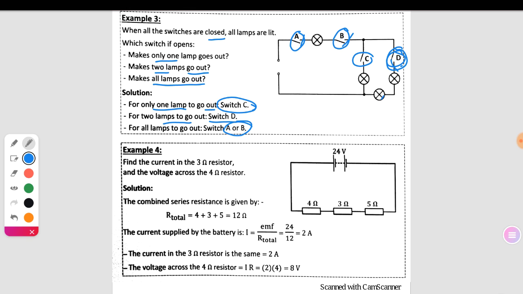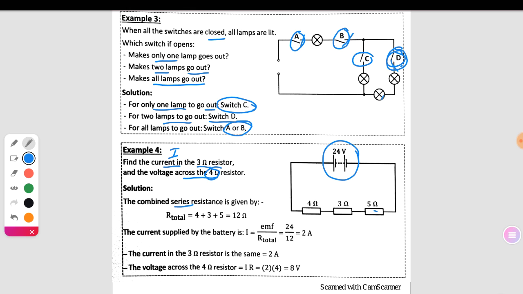The last example: find the current in the resistance 3 ohm. This is the potential difference, which is 24 volt. The first resistance is 4 ohm, then 3 ohm, then 5 ohm. We need to determine the current intensity I passing through 3 ohm, and the voltage across 4 ohm.